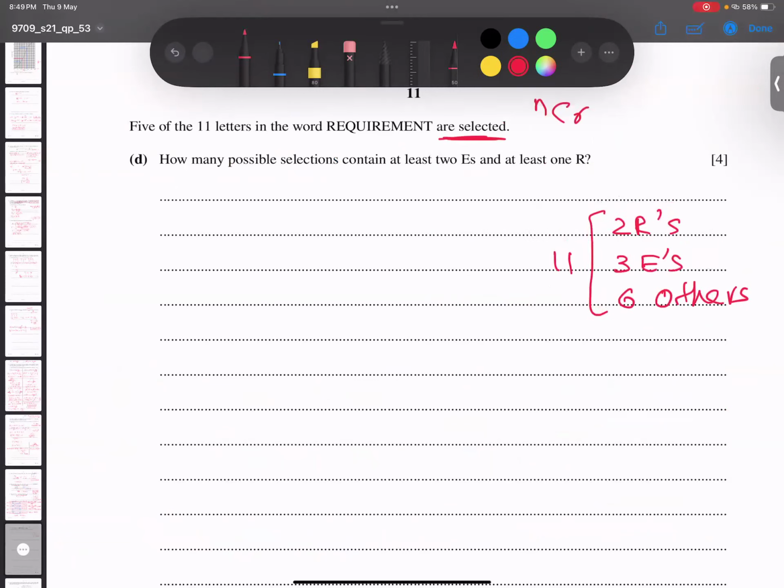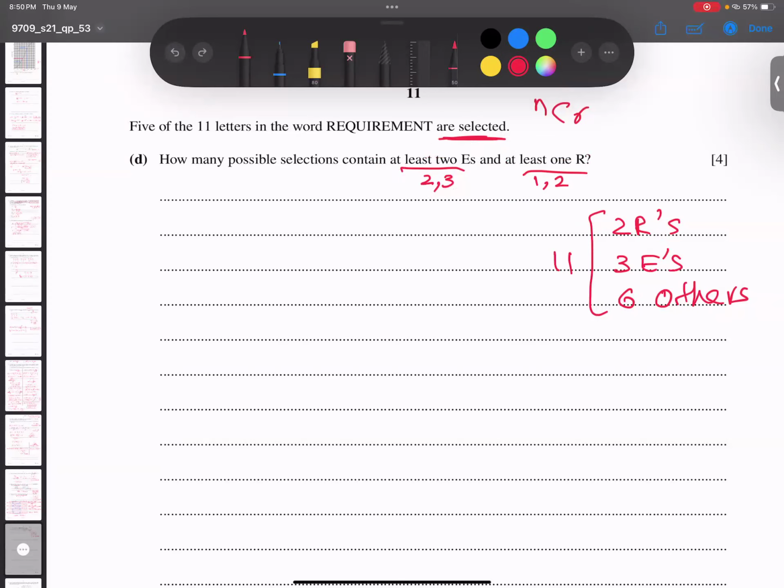Okay. This is an important thing. Let's read the statement once again. He is saying 5 of the letters are selected. Which five we can't say here, okay? But read further. How many possible selections contain at least 2 E's and at least 1 R? So let's think about at least 2 E's. It means 2 and 3. At least 1 R means 1 and 2, because the maximum R's are 2 and the maximum E's are 3. So at least 2 E's means 2 and 3, and at least 1 R means 1 and 2.